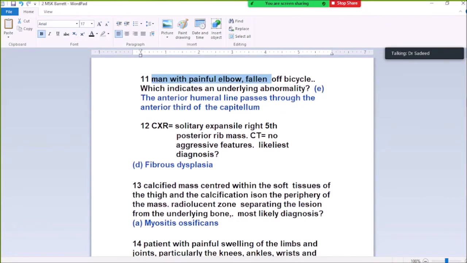11. Man with elbow pain, fallen from a bicycle. Which indicates underlying abnormality? The anterior humeral line passes through the anterior third of the capitellum. When the patient has fallen from a bicycle, this shows an abnormality: when the anterior humeral line passes through the anterior third of the capitellum, it shows abnormality.